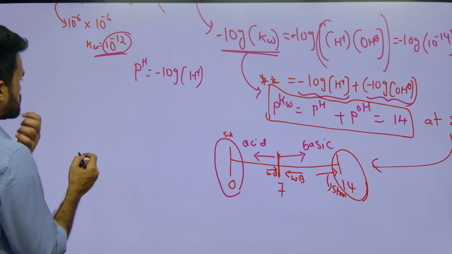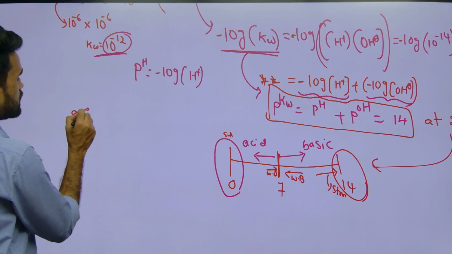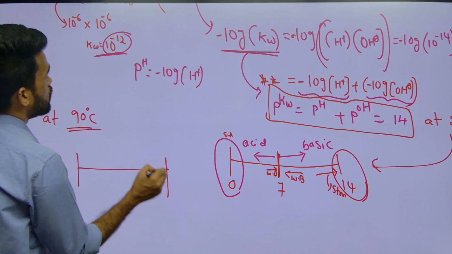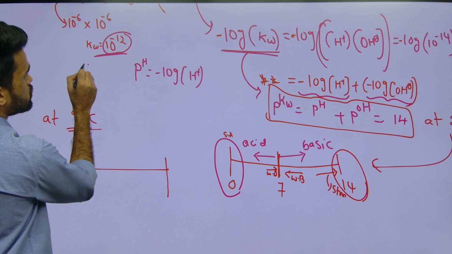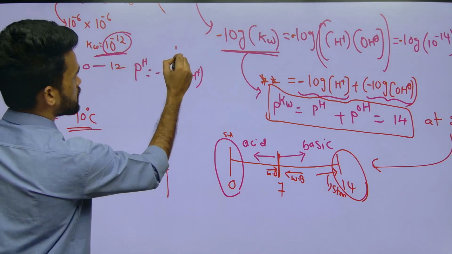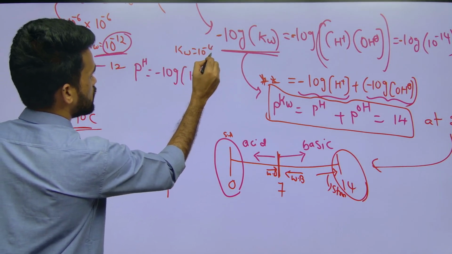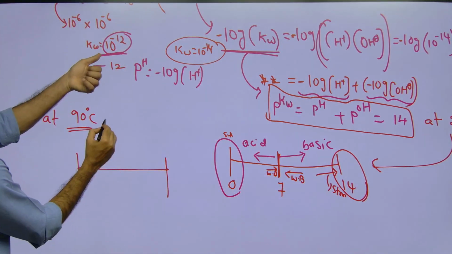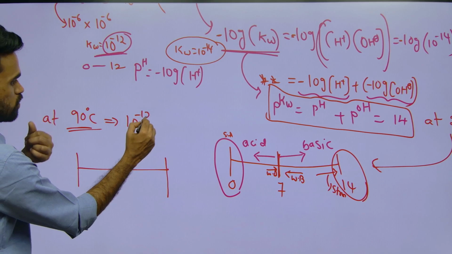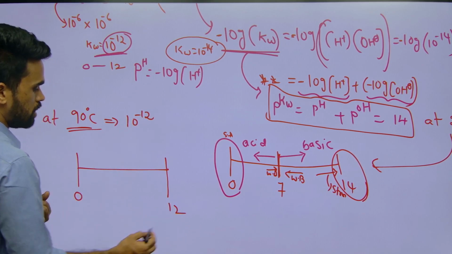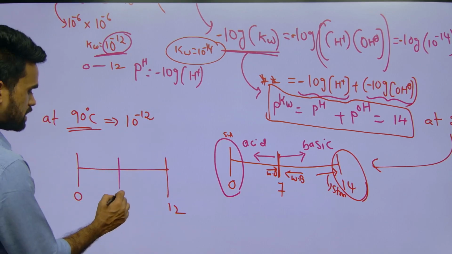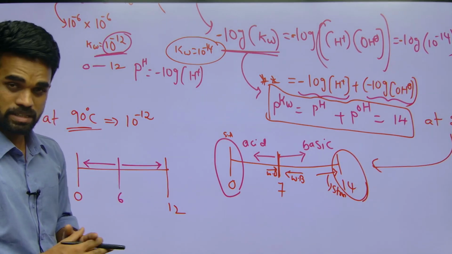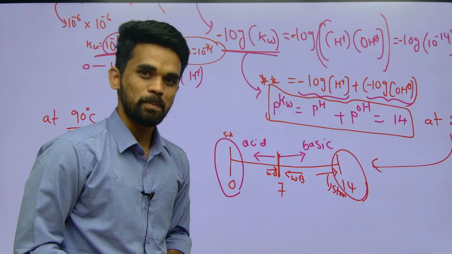So what happens here? At 90 degrees Celsius, the pH scale goes from 0 to 12. Why? Because at 25 degrees the Kw value is 10 power minus 14, so we got 0 to 14. Here, the Kw value at 90 degrees is 10 power minus 12, so the values go from 0 to 12. So the middle point is 6. Below 6 is acidic, above 6 is basic. Okay, I hope up to here it is clear.